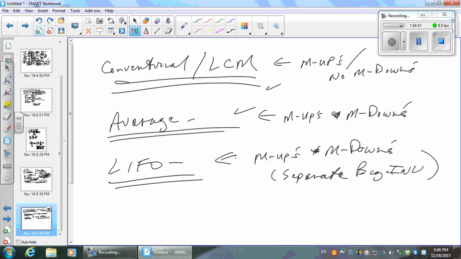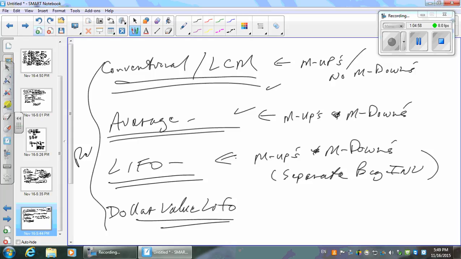Then there's one other one. Guess what it is? This one's really fun. Dollar value LIFO retail. Again, all of these are retail methods. This one is where we don't want to keep track of each inventory item, so we use dollar value, which we did in the last chapter, but now it's based on the retail. So we've got another additional computation to make. With the same data, you should be able to do any one of those four.